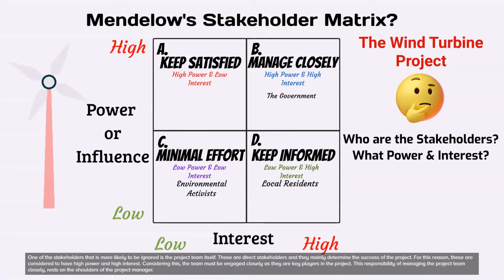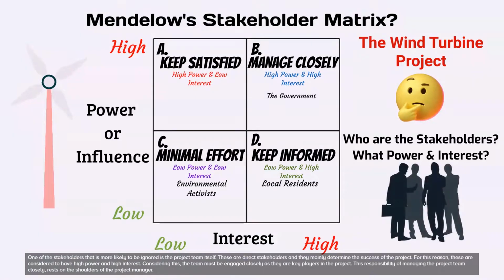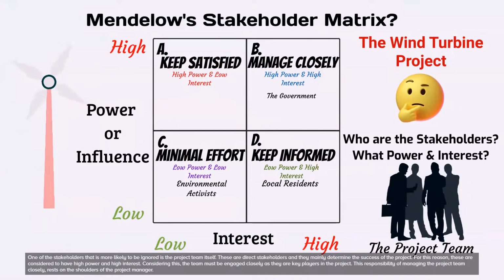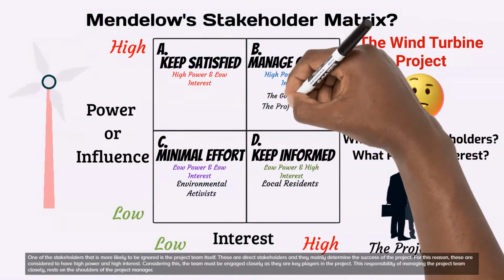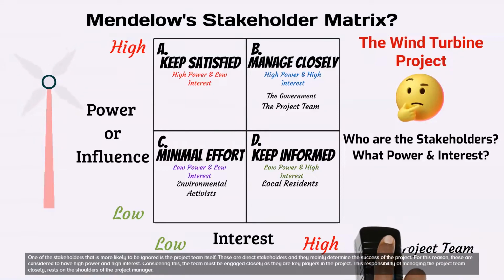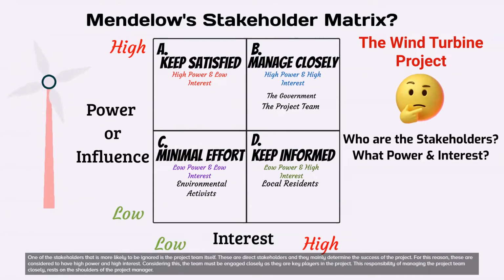One of the stakeholders that is more likely to be ignored is the project team itself. These are direct stakeholders and they mainly determine the success of the project. For this reason, these are considered to have high power and high interest. Considering this, the team must be engaged closely as they are key players in the project. This responsibility of managing the project team closely rests on the shoulders of the project manager.